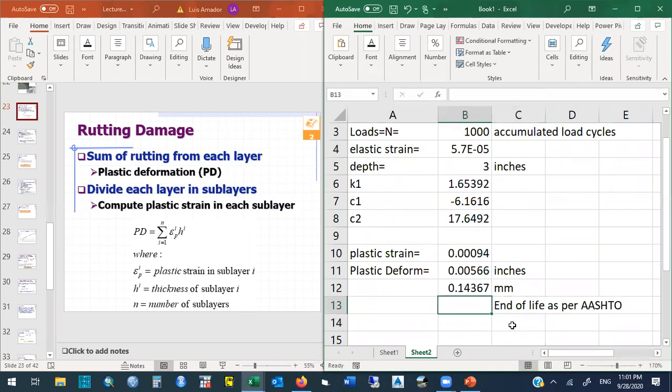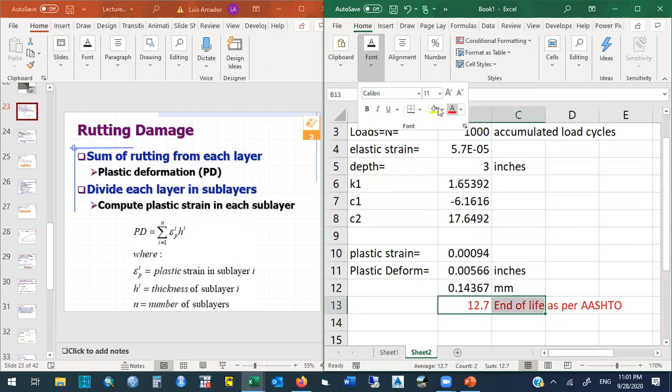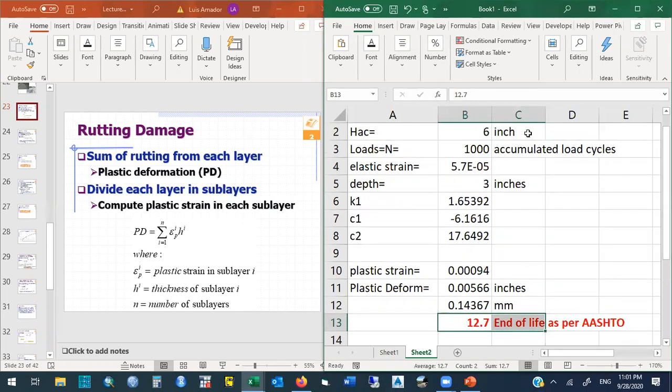It will become an issue at the end of life. In AASHTO, it is 12.7 millimeters from a rutting perspective. So I can even estimate how many load cycles I need. So let's try with 10,000.